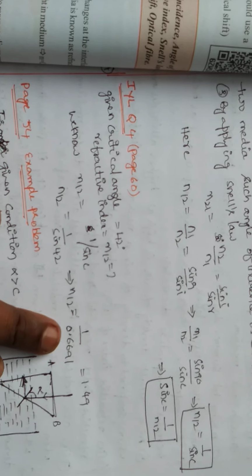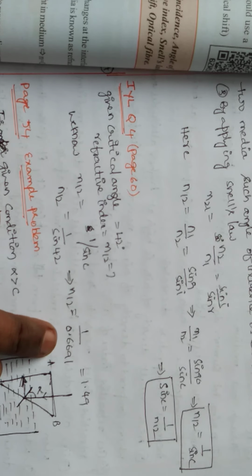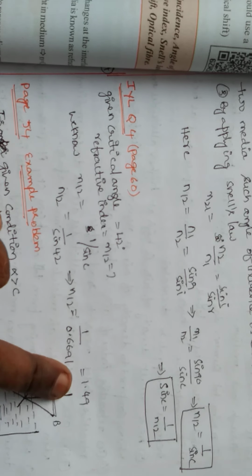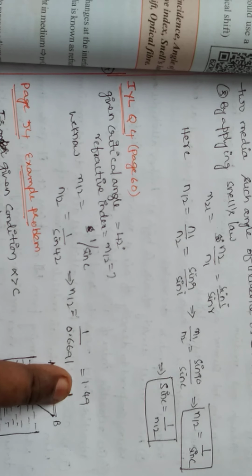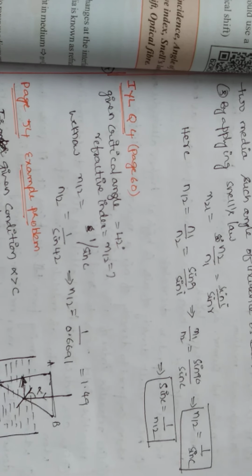They will provide the value of sin 42. The value of sin 42 is 0.6691. By doing the mathematical operations, we get the value as 1.49. This is one of the model problems given in improve your learning questions, question number 4, page number 60.